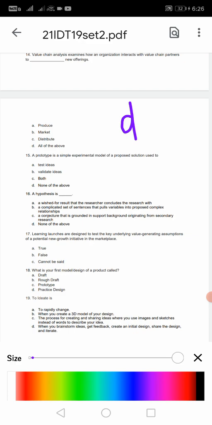15. A prototype is a simple experimental model of a proposed solution used to dash. For 15, the answer is C, both. Testing the ideas and validating the ideas. 16. A hypothesis is C, a conjecture that is grounded in supporting background originating from secondary research. 17. Learning launches are designed to test the key underlying value-generating assumptions of a potential new growth initiative in the marketplace. For 17, the answer is A, that is true.